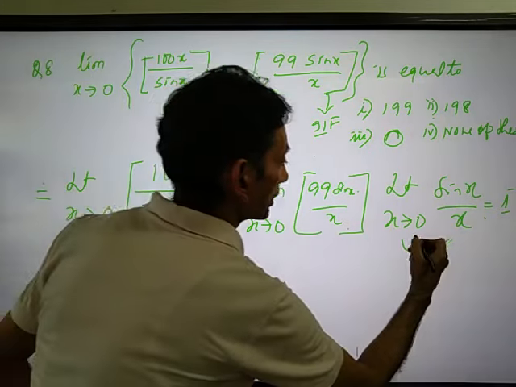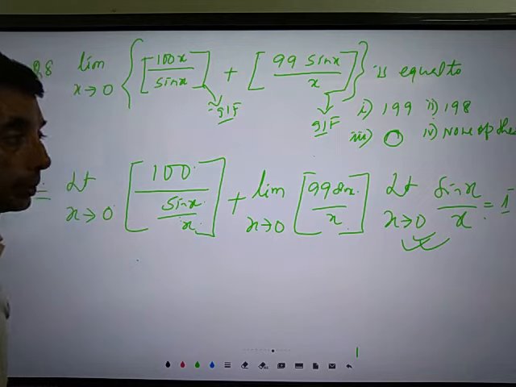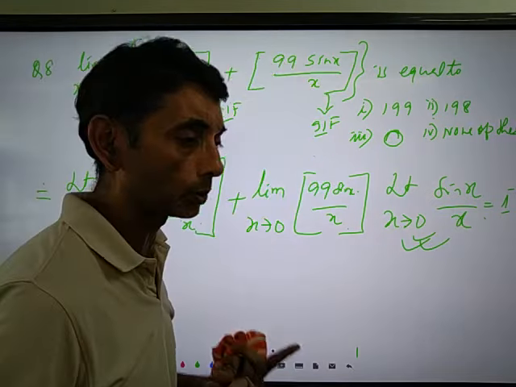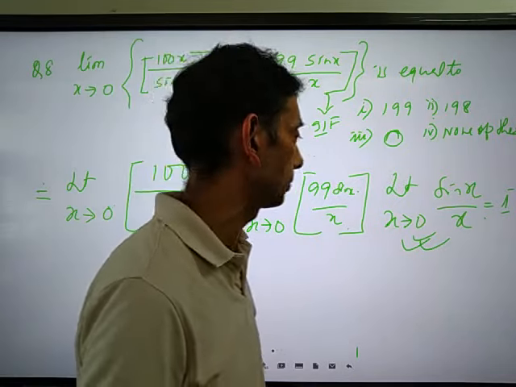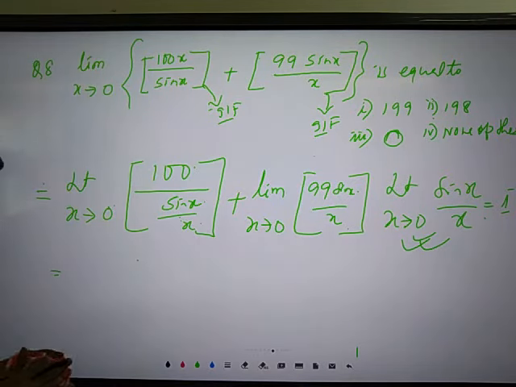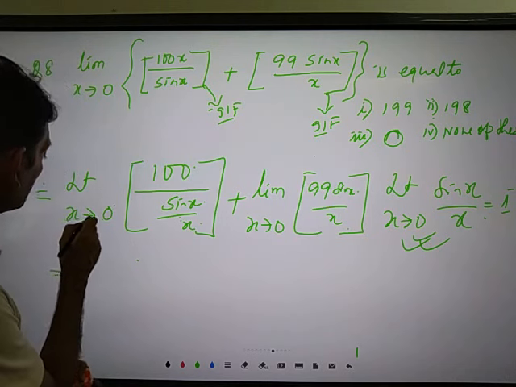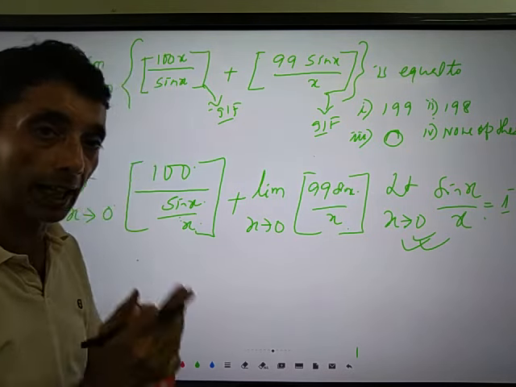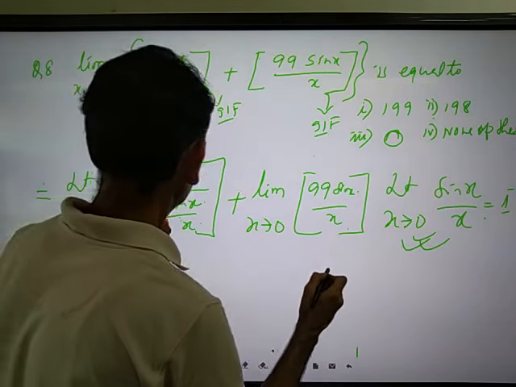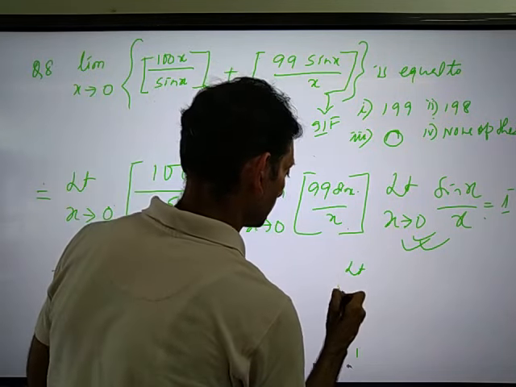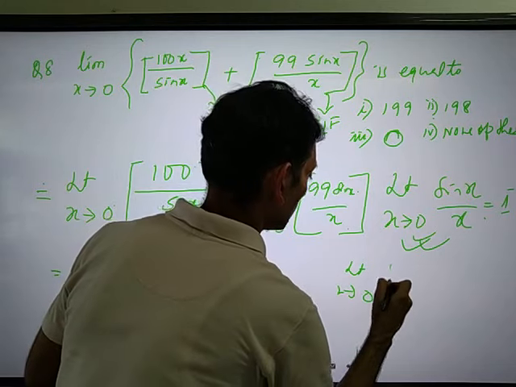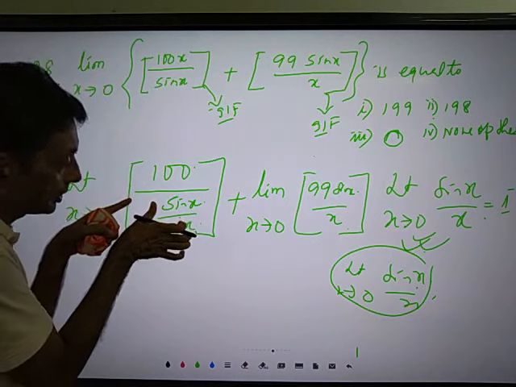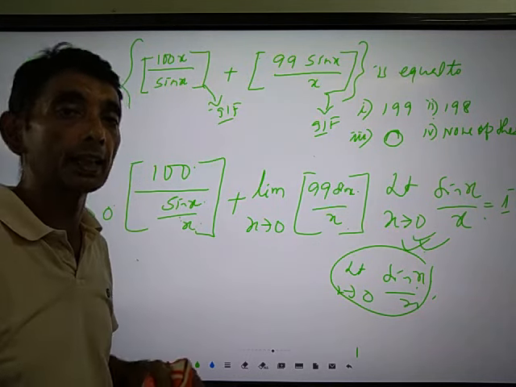Limit x tends to 0, sin x by x is equal to 1 minus. That means the value will be approaching 1 and will be very, very close to 1, but slightly less than 1. Now let us check that. For x approaching 0, sin x by x approaches 1 but is slightly less than 1, for example 0.999 and so on.